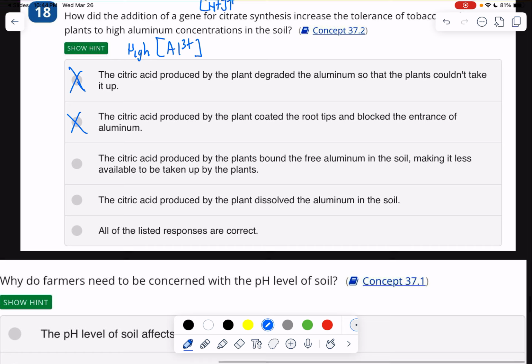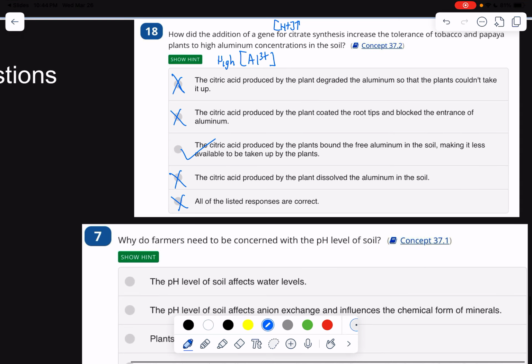The citric acid produced by the plants bound the free aluminum in the soil, making it less available to be taken up by the plants. This seems okay. The citric acid produced by the plant dissolved the aluminum. This is wrong. And then, since all of the above are not correct, the answer must be that the citric acid produced by the plants bound the free aluminum in the soil, and it made it less available to be taken up by the plants.